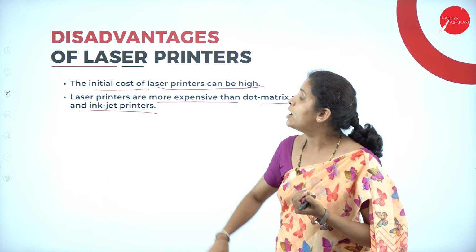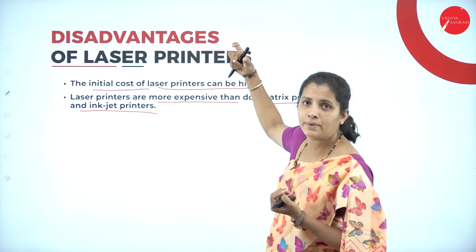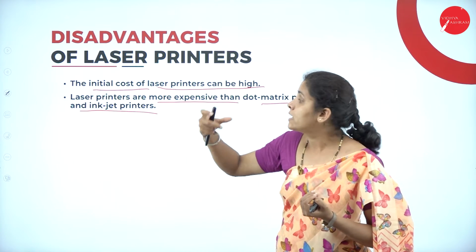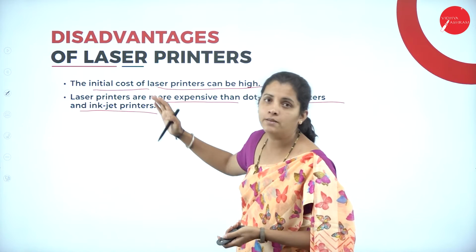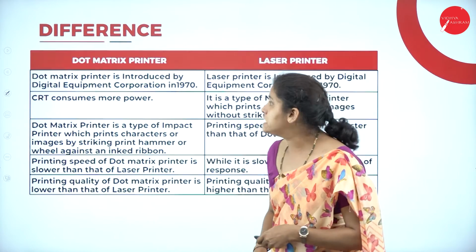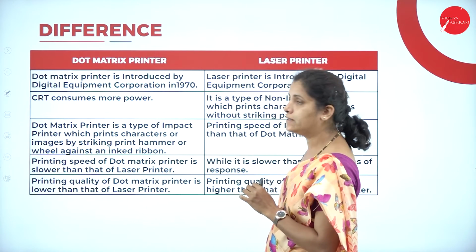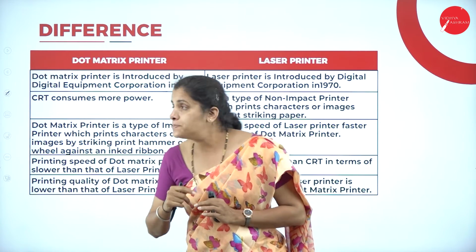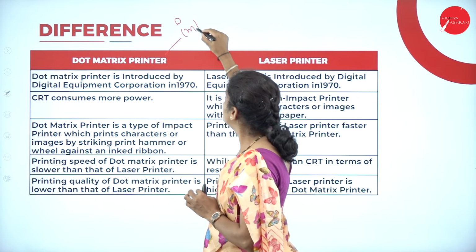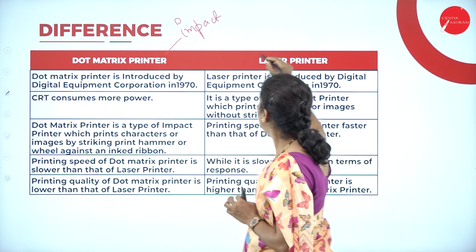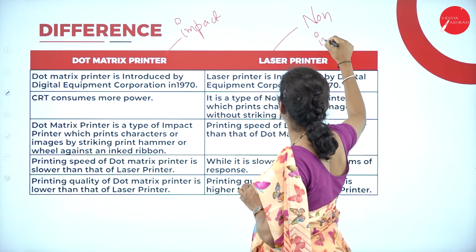That means the cost required to buy a new laser printer is high compared to a dot matrix printer as well as an inkjet printer. Dear students, let's see the difference between dot matrix printer and laser printer. The dot matrix printer is an example of an impact printer, whereas the laser printer is an example of a non-impact printer.